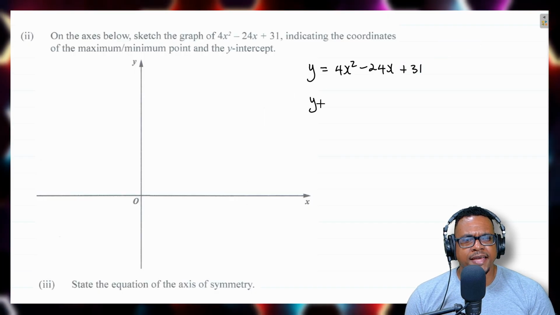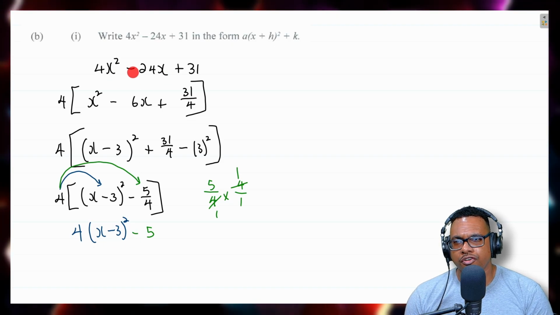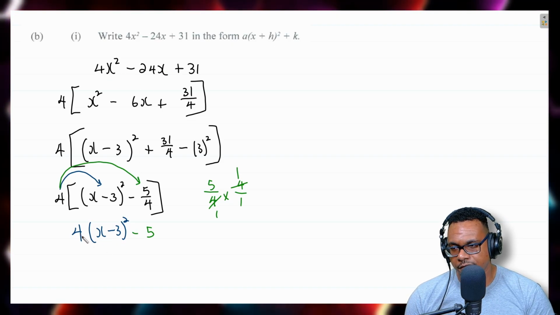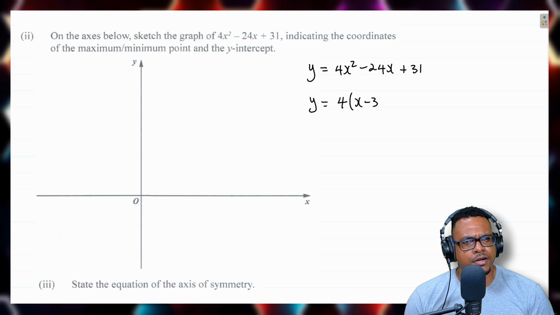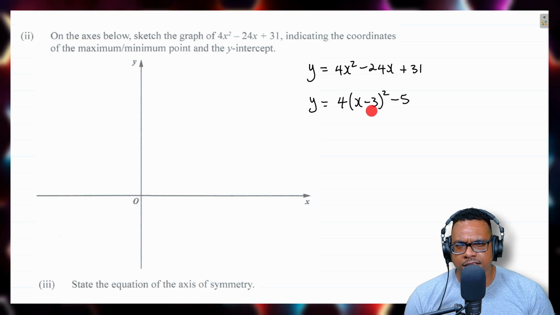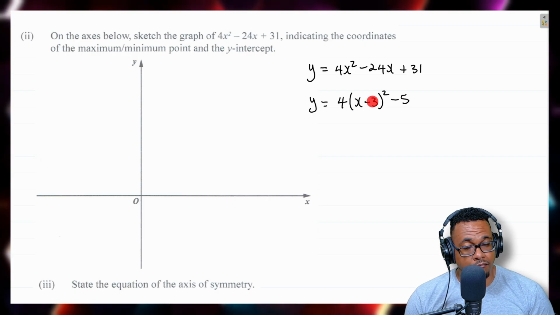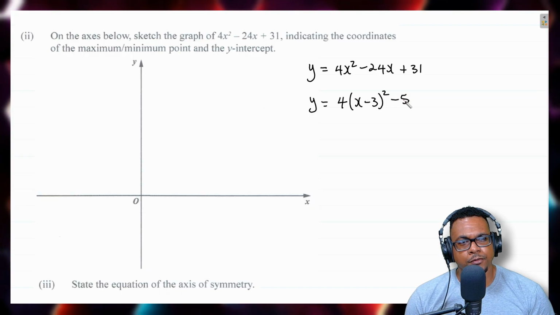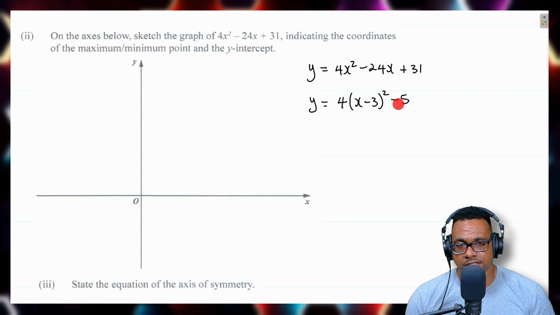So now I'm going to recall my answer from part 1, which is here. So I wrote this quadratic in this form. So I'm going to write that back: 4 times x take away 3 in brackets squared take away 5. And the important thing about this form is that for the turning point, you just have to change the sign on this number here. And then this negative 5 outside here will be the y component of your turning point. So this here will be the x component. Change the sign on it so you get positive 3. And this number outside here will be the y component of your turning point.